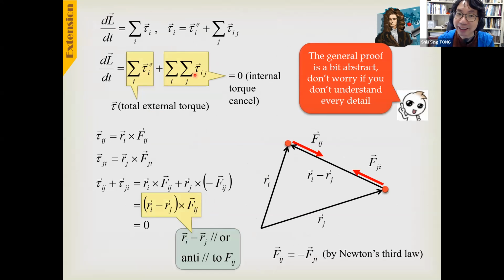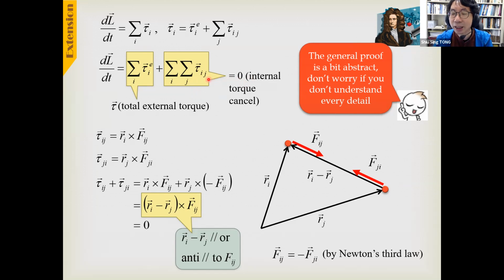So we have a double summation here, because the torque on particle i can be written as this plus this summation. When you put it back, the first term is a simple summation of the external torque. The torque tau i E is the total external torque acting on particle i. If we sum over all of the particles, that means the total external torque acting on the system. The second term is the double summation, tau ij summed over i and j. And we are going to prove that this summation is in fact zero.